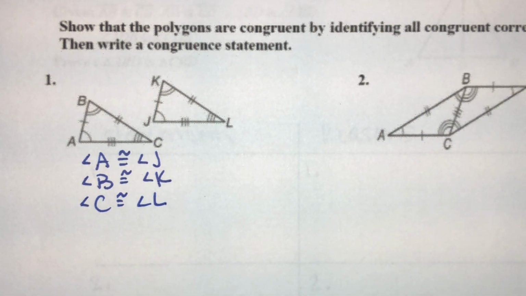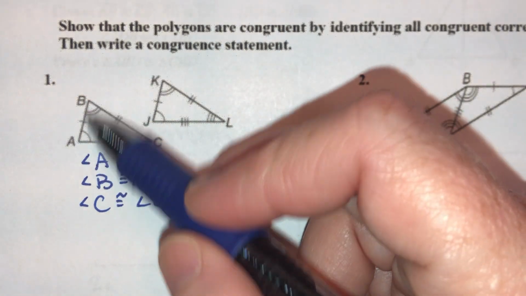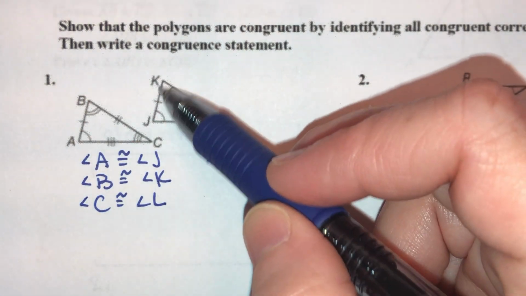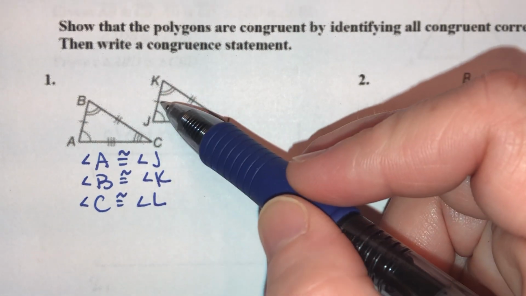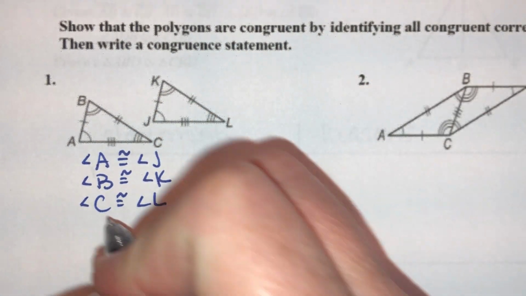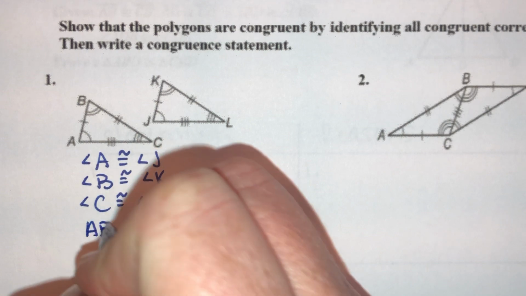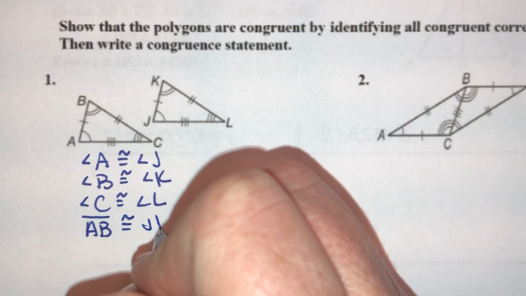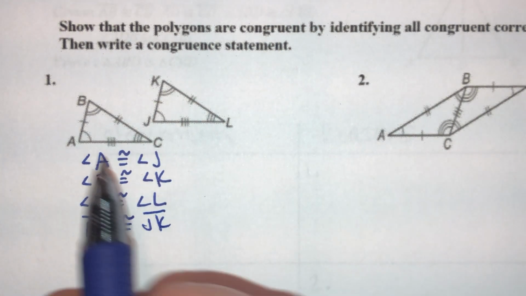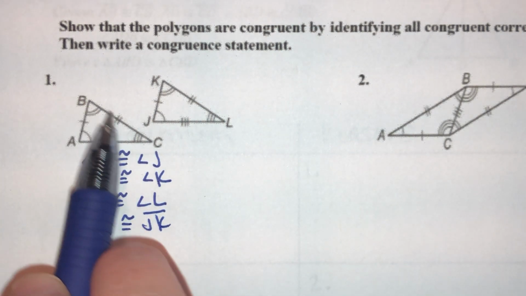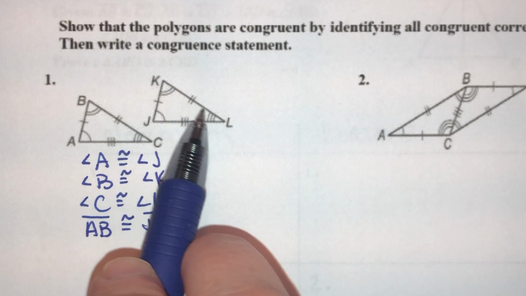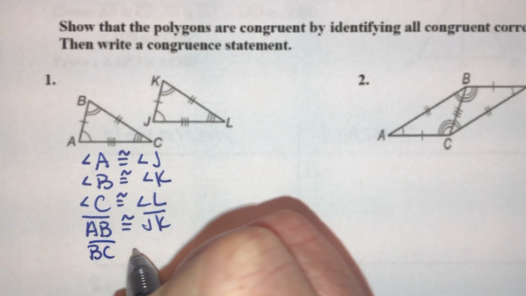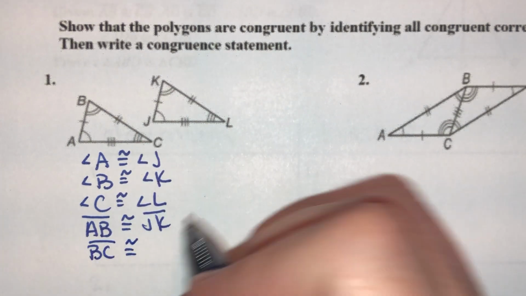Now I need to look at my sides, right? So I'm going to start with side AB. It's got this one little tick mark or hash mark there. Side JK also has one little hash mark. So these are corresponding and congruent. So AB is congruent to JK. And then BC here has 2 little tick marks. KL has 2 little tick marks. So BC is corresponding and congruent to KL.